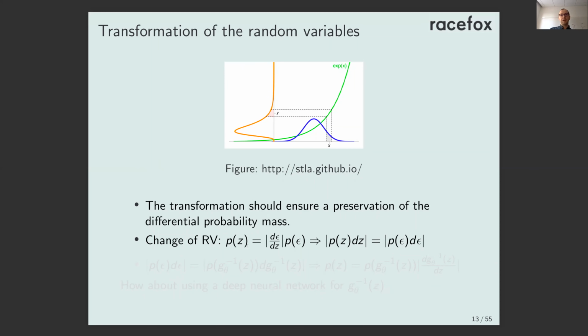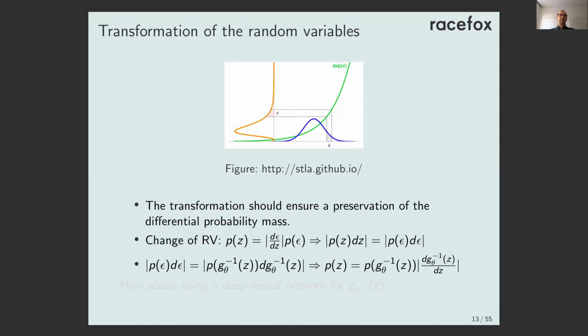And you can express this in terms of an equation as it is, where this one will keep the rate of change. And the probability mass conservation is expressed by this formula here, that the likelihood p of z multiplied with the range of values should be constant irrespective of what kind of distribution you are using.